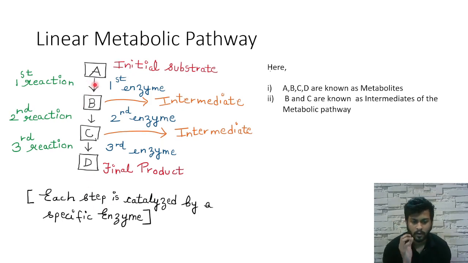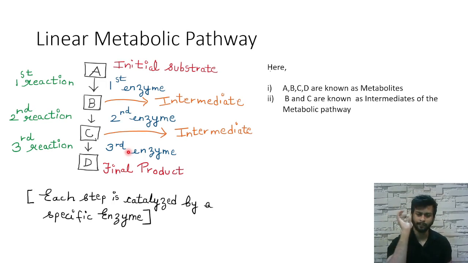As we can see, initial substrate A is getting converted into final product D in 3 steps. First step A to B, second step B to C, third step C to D. For each step there will be a specific, separate, distinct enzyme. So each step will be catalyzed by a specific enzyme. For A to B there is the first enzyme, for B to C the second enzyme, for C to D the third enzyme.